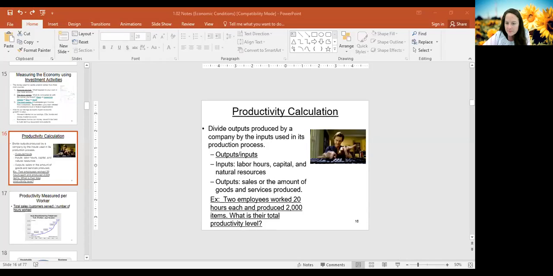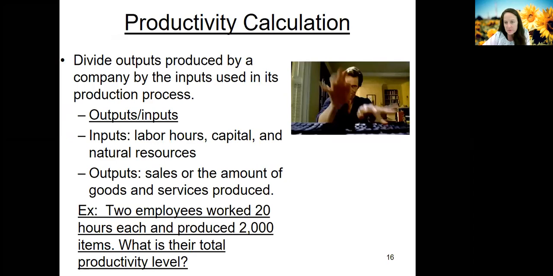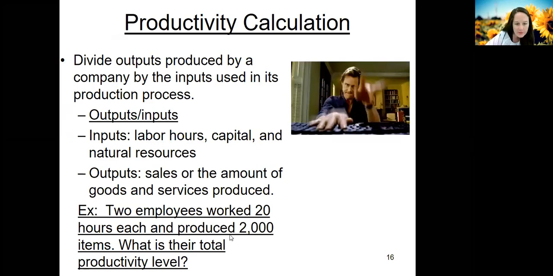So new stuff, actually a little bit of review, and then we're going to get into new stuff. So with productivity, a lot of you guys are still struggling with this. So remember, productivity is output divided by input. So we're going to look at this example at the bottom. So output divided by input, and we're looking at this one right here.